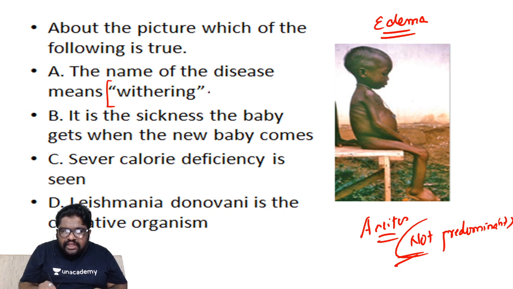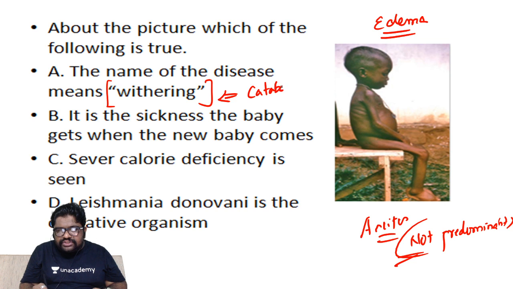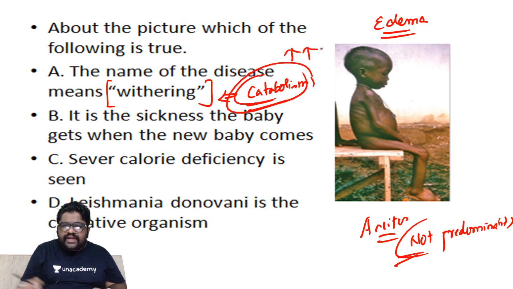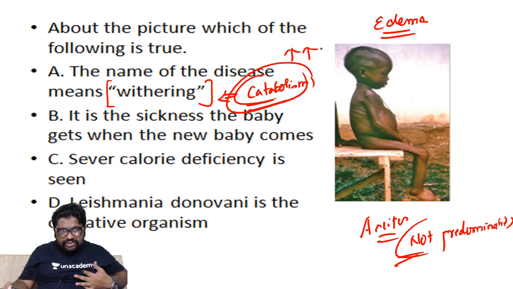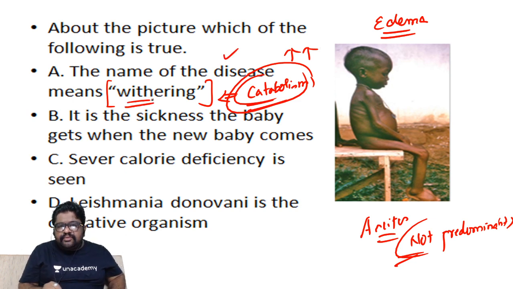What is marasmus? Marasmus means withering. That is, continuous catabolism happens. Can any of you tell me why catabolism is high in case of marasmus? Excellent, people, all of you are correct. That is, abdominal distension is not the predominant thing and ascites is not predominant, but catabolism is very high in case of marasmus. So the meaning of the word marasmus is withering.